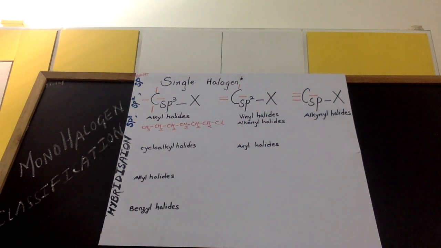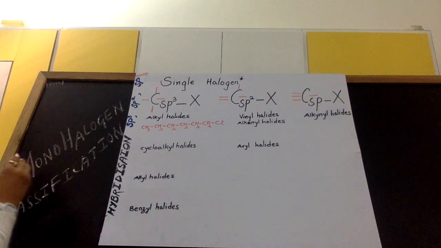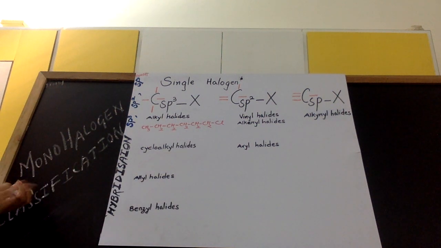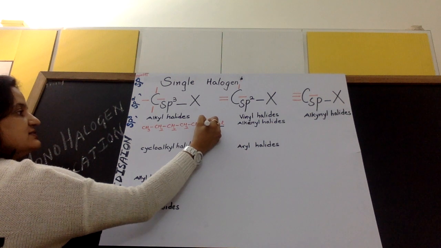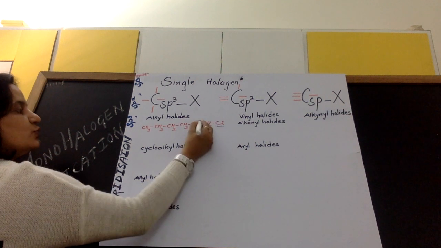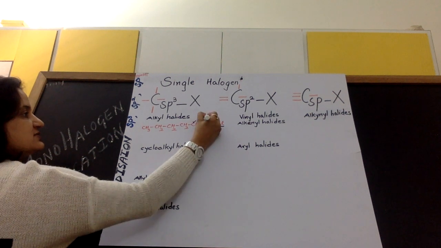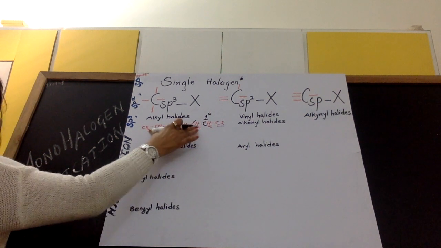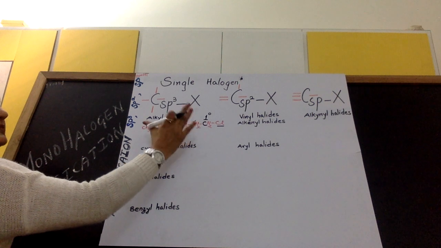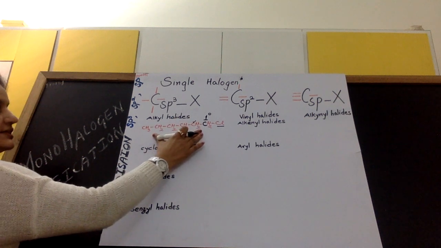Okay. Now, if you see carefully, this is the halogen. Halogen is on this carbon. This carbon is directly attached to one other carbon. So this is a primary carbon. So I can say this is a primary alkyl halide. Okay. This is a primary alkyl halide.